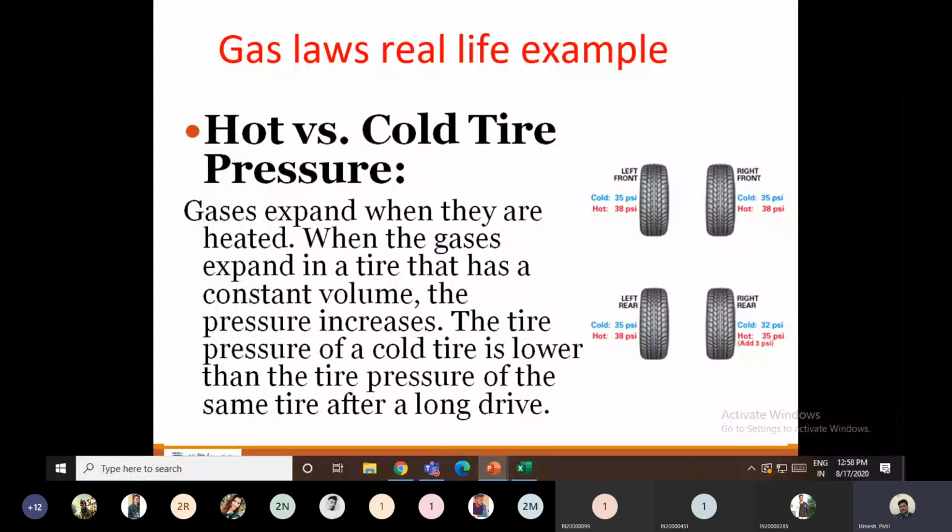And the volume of air is constant in a tire. Whatever may be the volume of the tire, it will be the volume of the air that we are filling inside the tire. So volume is constant. And we are filling this air into the tire at a certain pressure, 30 to 35 psi, which is equivalent to something like 2 to 2.5 bar. Bar is again a unit of pressure.